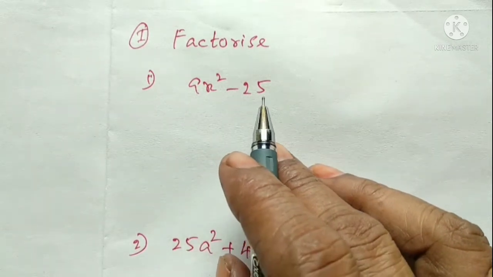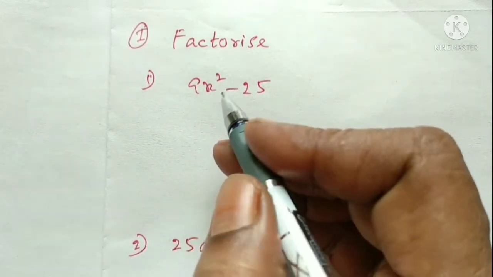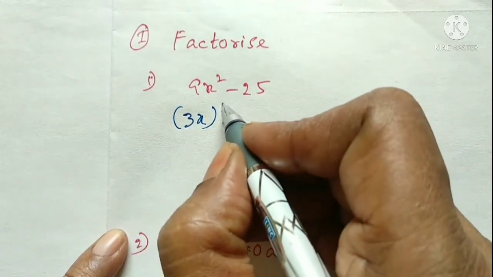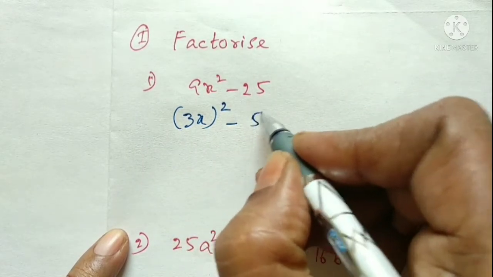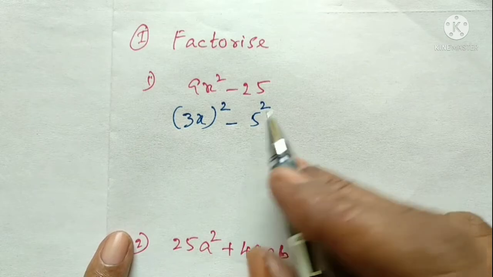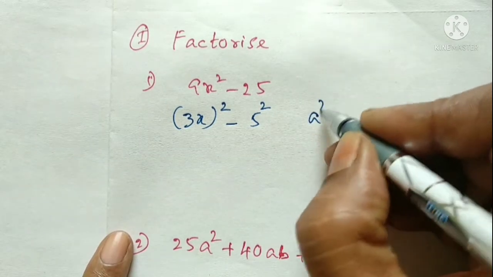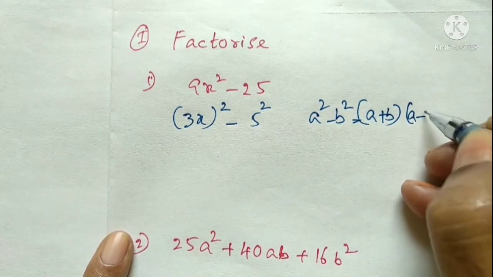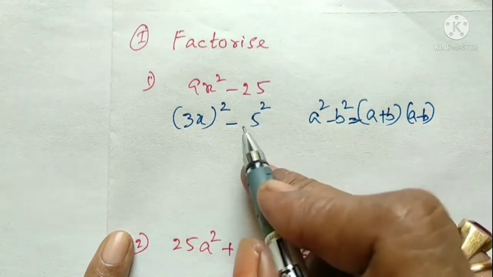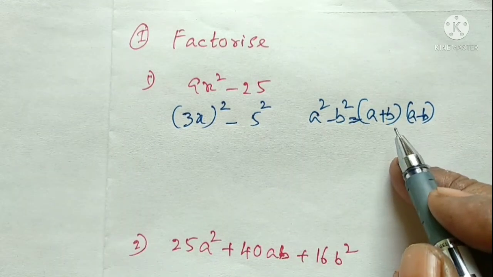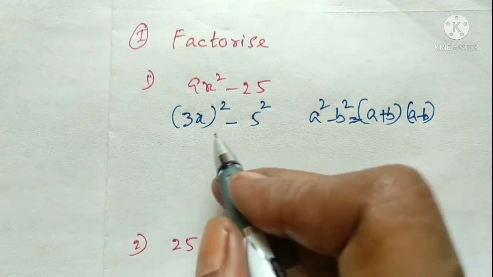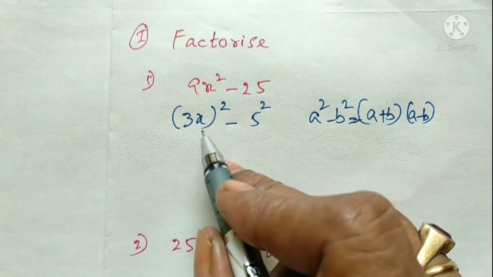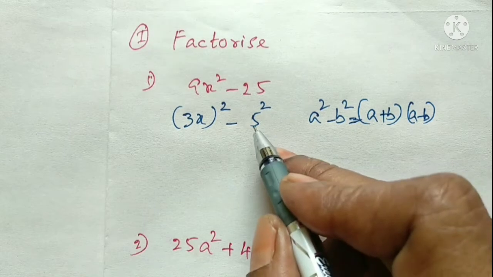9x square minus 25. If you observe this carefully, 9x square can be written as (3x) whole square, minus 25 can be written as 5 square. So this is in the form of a square minus b square is equal to (a + b) multiplied by (a - b). So when we are factorizing, identities are very useful. So this is in the form of a square minus b square is equal to (a + b) into (a - b), where a is equal to 3x and b is equal to 5.